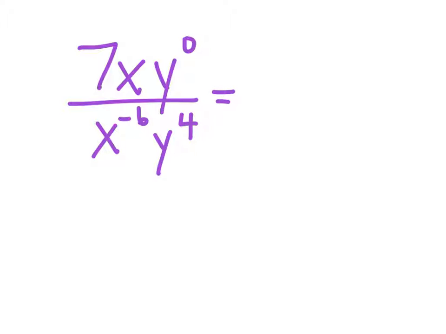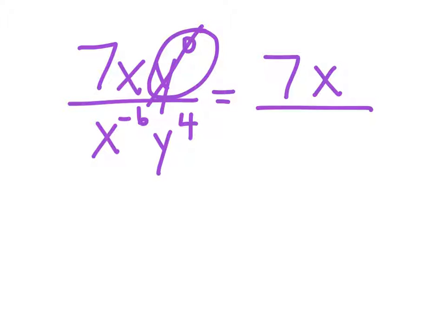So here, okay, I've got the 7. I notice that I have a y to the 0 power, so that cancels out. So I'm left with just the 7x on the top. And then I've got negative 6, and then y to the 4 on the bottom. So now I have to deal with the x's.